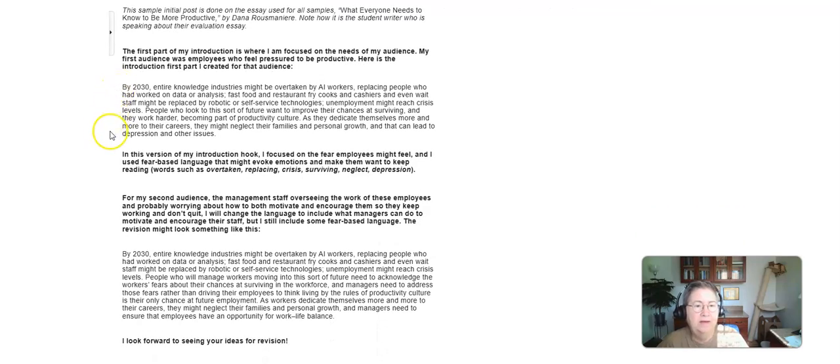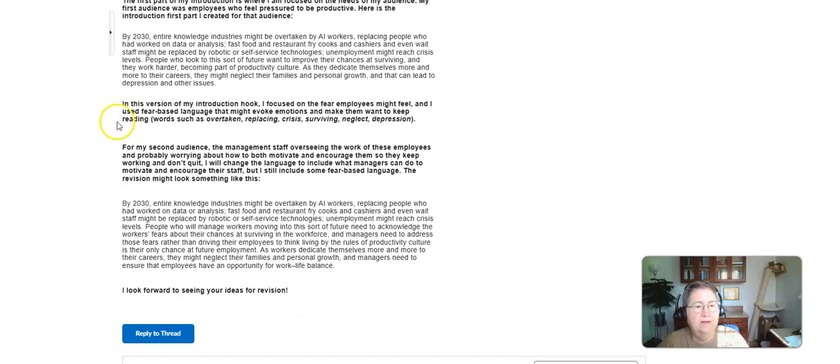Then they just copied and pasted the drawing in the reader section of the introduction paragraph from what was submitted in Module 5 as a draft. That's easy to do. You've identified the audience, you copied and pasted that section of your introduction from the draft. Then the next thing, and this is in bold as well, in this version of my introduction post, I focused on the fear employees might feel, and I used fear-based language that might evoke emotions and make them want to keep reading. Words such as overtaken, replacing, crisis, surviving, neglect, depression.